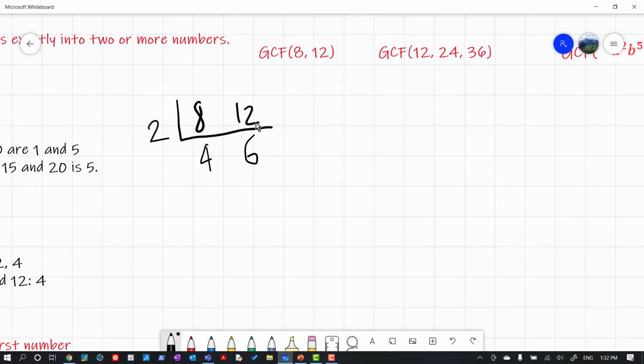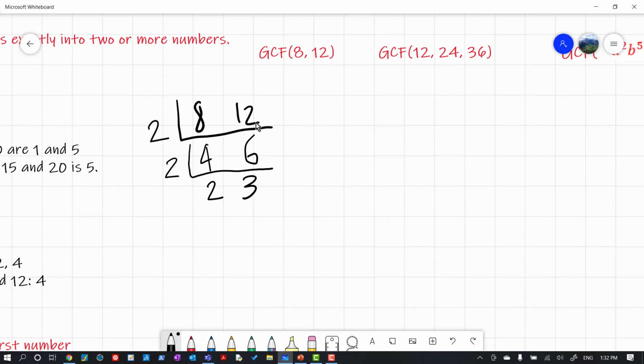You put it right here, and then do the same for the 12, and then you get 6 right here. Once you get this second layer, you compare these two numbers and try to do the same thing. What is the common factor you can get out from here? So what I can do is extract another 2 from these two numbers. What you have left right here is 2, and then what you have right here is 3.